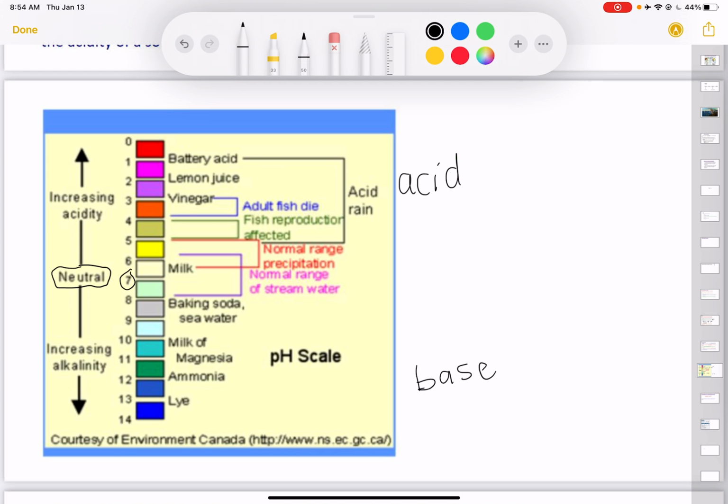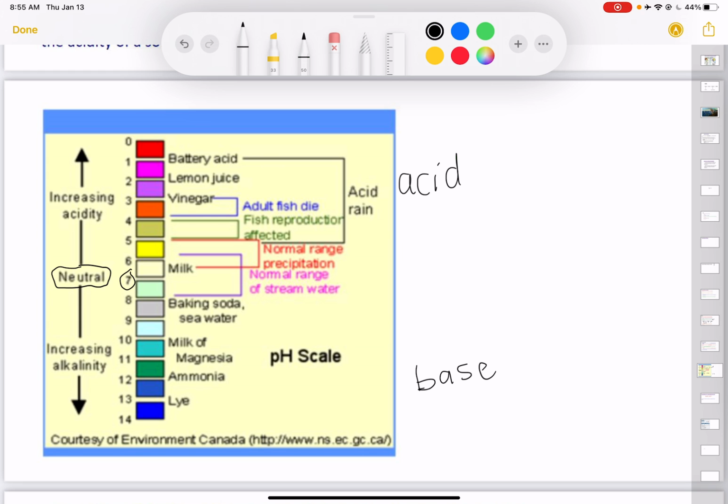So if we look on this scale, this sort of tells us some things that we might need to know. Battery acid is going to be our most acidic thing on there. Lemon juice and vinegar are around the 2 to 3 range. If your water is around that range, that's when adult fish die. Fish reproduction is affected at the 4 to 5 range. Within all of that range, from like 1 to 5, that's all in the acid rain range. So acid rain can rain down being that acidic, and that can affect, obviously, fish.